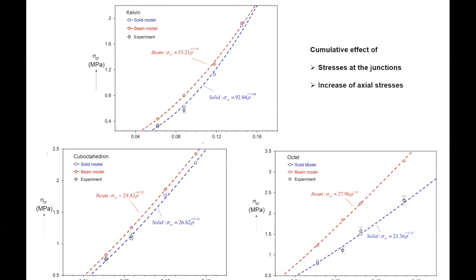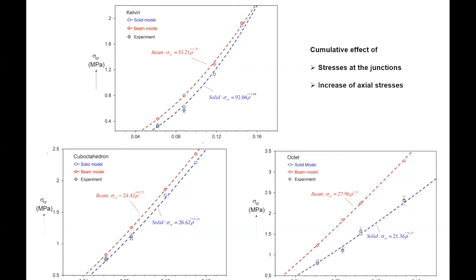If you're doing engineering, you want to give the strength to someone. You cannot tell them, well, it scales like that. They just want, for a certain volume fraction, how much is the strength. Which one's stronger? So again, the difference with density is a cumulative effect of how much the stress is at the junction, how that affects the density, and the increase of the axial stresses.